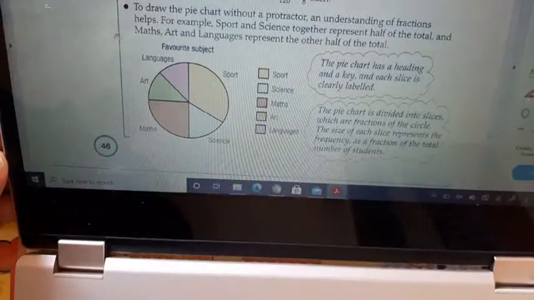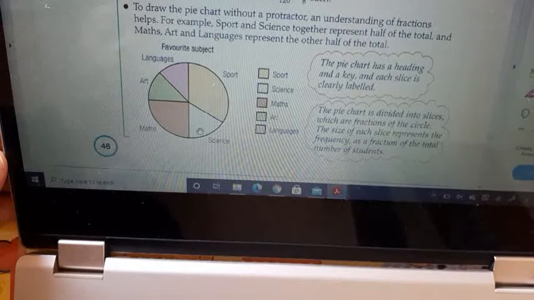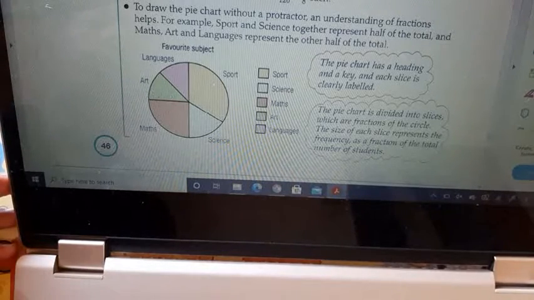So we labeled this as favorite subject. What were the subjects? There were sport, science, maths, art, and languages, right? So we represent these subjects with colors. For sport we have yellow color, for science blue color, for maths orange, for art green, and pink for languages. And also we have something called the key.